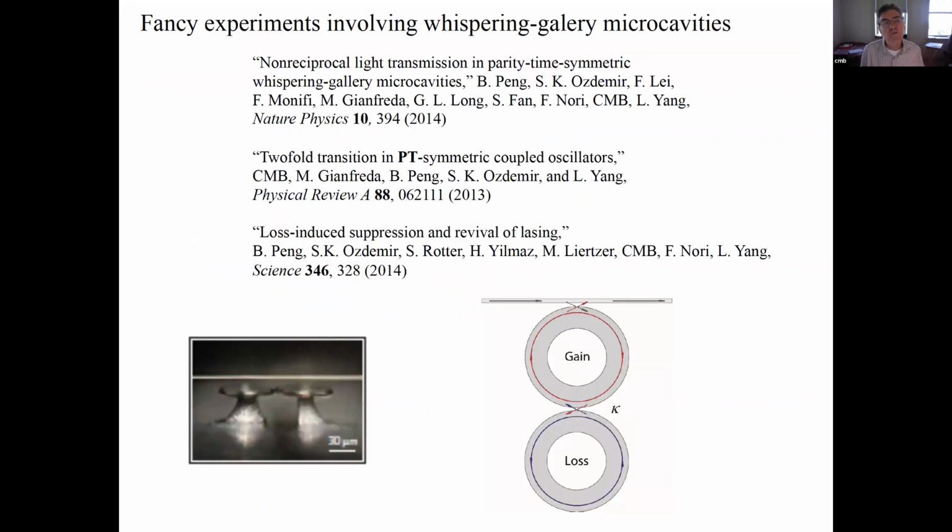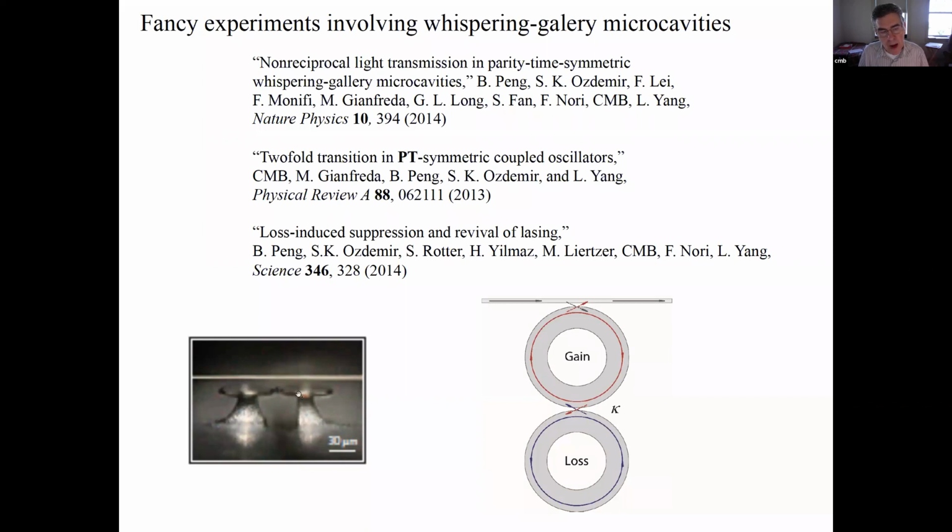Okay, and here's a very fancy experiment. This is an experiment using whispering gallery microcavities. Here's a solid state device where you can have a light wave that goes around and around and around 1,000,000 times before it's absorbed. Okay, so this is called the whispering gallery.